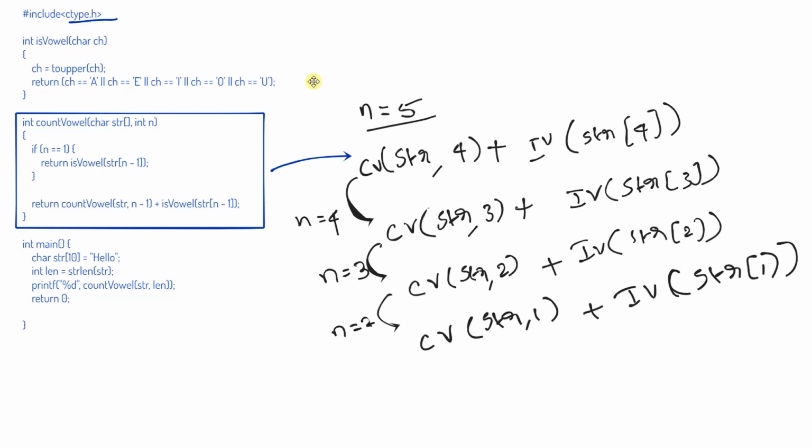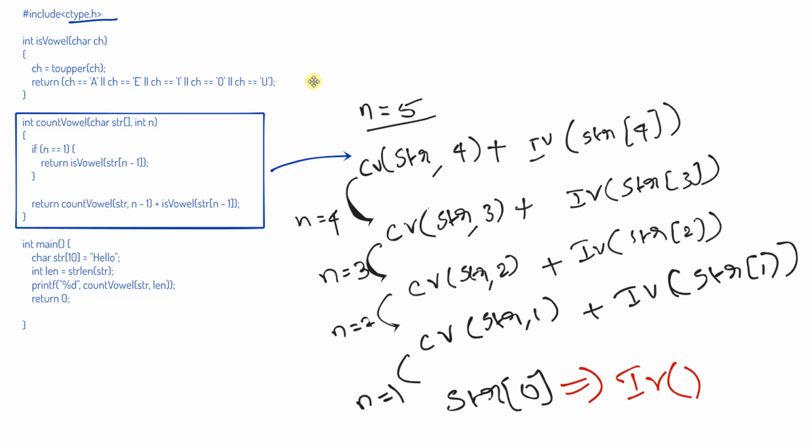Okay, now when we are calling this function recursively, n is equal to 1. So what happens, if n is equal to 1, we are returning str of n minus 1. So here we will be returning str of 0th value. So 0th value is h. H will be returned to is vowel function. So there we'll be checking if str of 0 is a vowel or not.